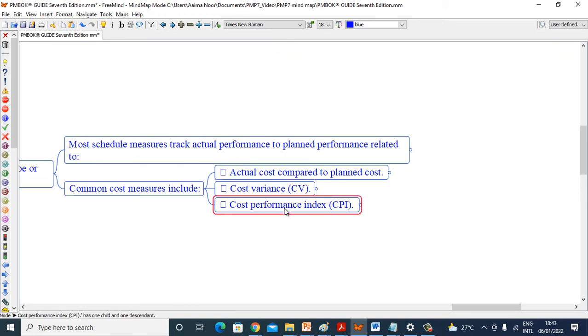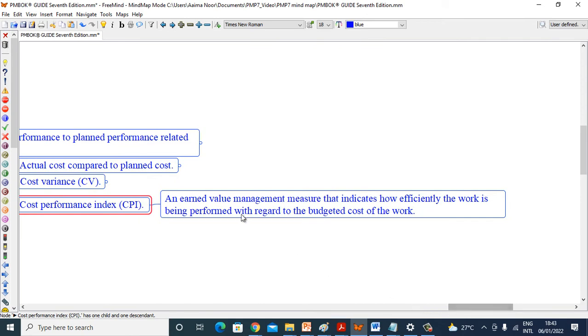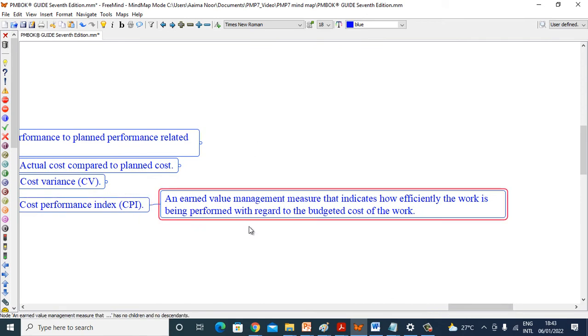Now let's see cost performance index. An earned value management measure that indicates how efficiently the work is being performed with regard to budgeted cost of the work.